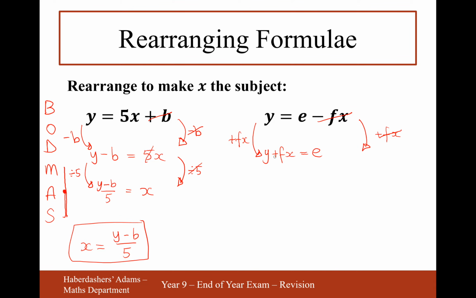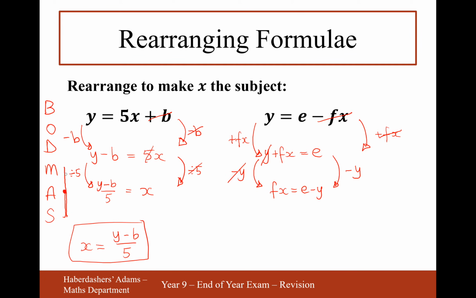I've got fx is being added by y. So I need to do the opposite of add y, which is take away y. So my answer is going to be y, take away y will cancel out. And I'll have fx left over. Then it's going to be e take away y. Then I'll start from the bottom.